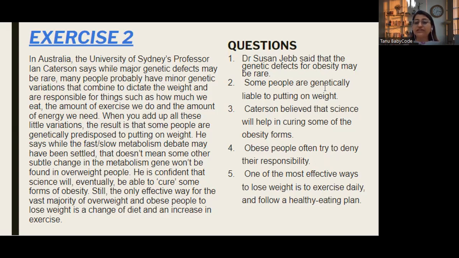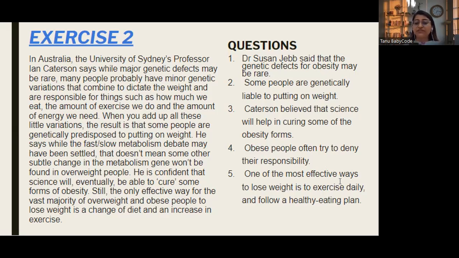Some people are genetically liable to putting on weight. So make sure when you are finding out this answer, you are careful about the keywords, that some people are genetically liable or not to put on weight, right? Catterson believed that science will help in curing some of the obesity forms. So find out if Catterson believed that or not. Obese people often try to deny their responsibilities. So obese people either often try, or do not try, to deny their responsibility.